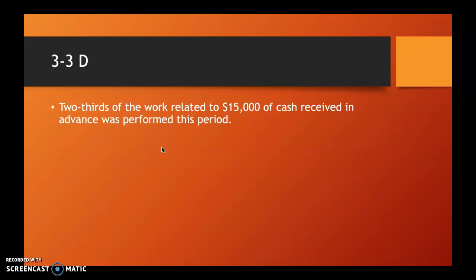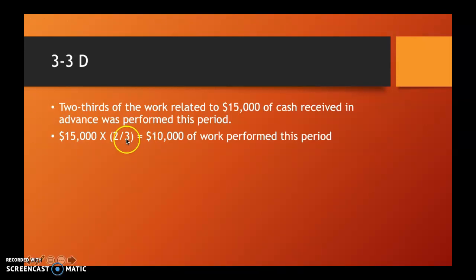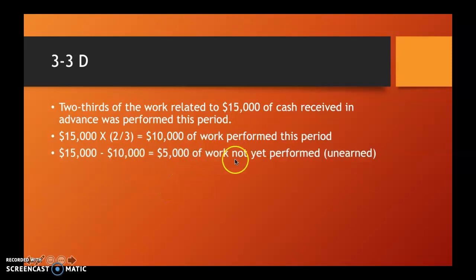Okay, so first I want to calculate the amount. So 2/3 of the work was performed this period, so we need to account for that 2/3 of the work. So $15,000 is the total amount, and we multiply that by 2/3 to get $10,000. So of that $15,000 that was received, we performed $10,000 worth of it during this period that we need to record, and the remaining amount is $5,000 that we have not yet performed. So that is the remaining unearned revenue.